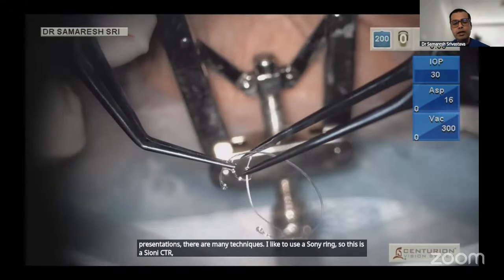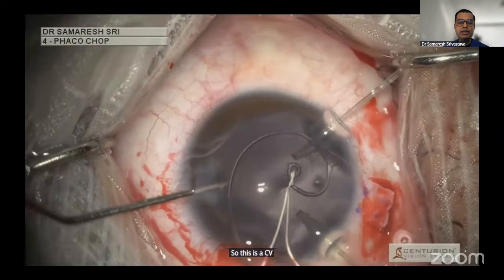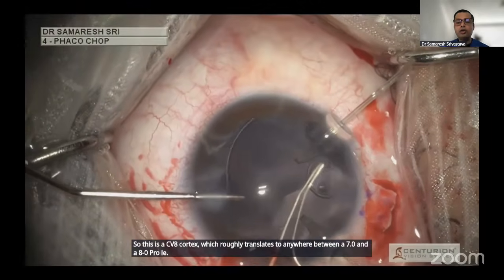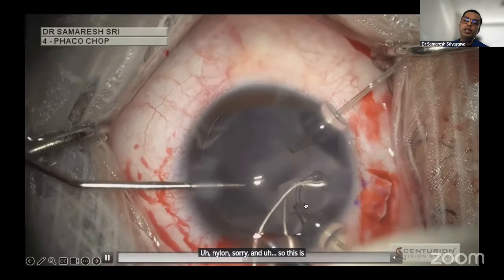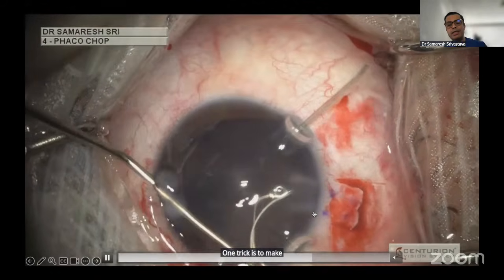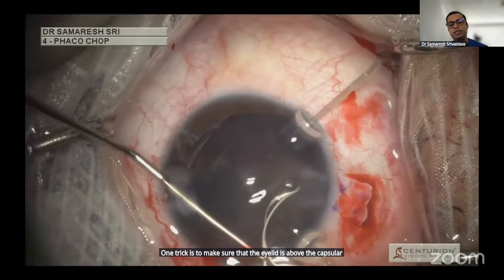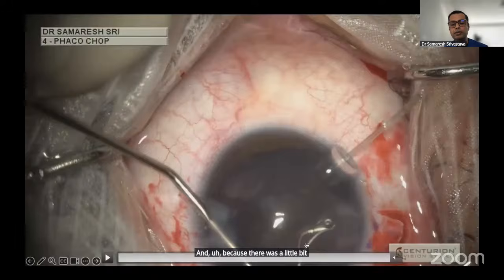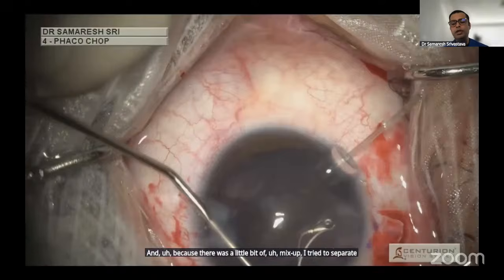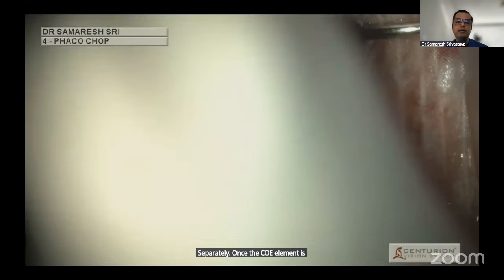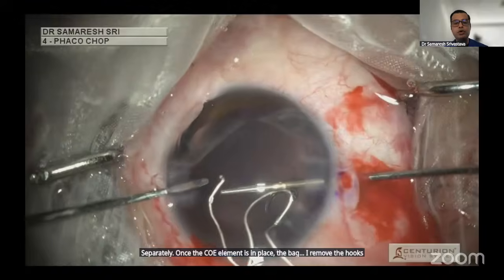But my suture technique involves the use of Gore-Tex. So this is a CV8 Gore-Tex, which roughly translates to anywhere between a 7.0 and an 8.0 Prolene. Nylon, sorry. And so this is what we are doing. I'm putting the element in the area of maximum subluxation. One trick is to make sure that the eyelet is above the capsular excess margin and not underneath it. And because there was a little bit of mix-up, I tried to separate both the suture ends separately. Once the Sioni element is in place, I remove the hooks because the hooks have absolutely no role to play.